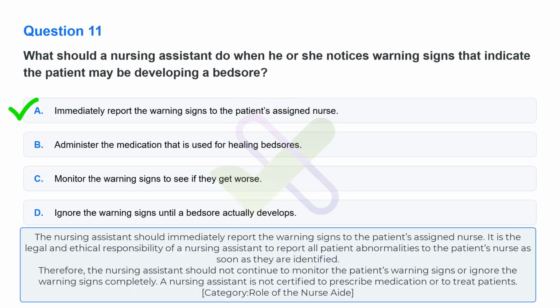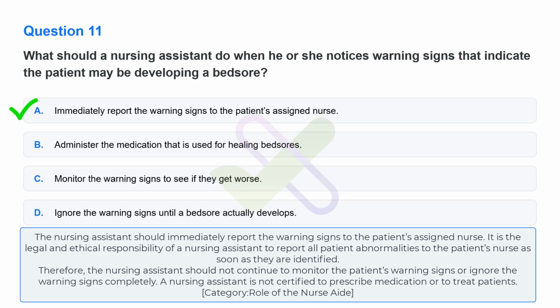The correct answer is A. Immediately report the warning signs to the patient's assigned nurse. The nursing assistant should immediately report the warning signs to the patient's assigned nurse. It is the legal and ethical responsibility of a nursing assistant to report all patient abnormalities to the patient's nurse as soon as they are identified.